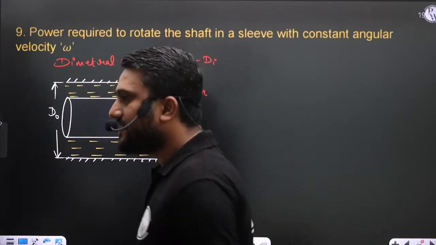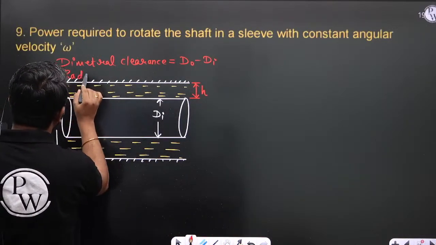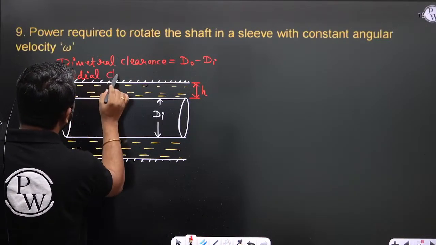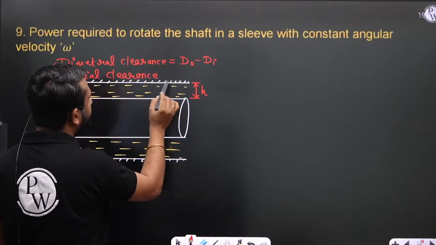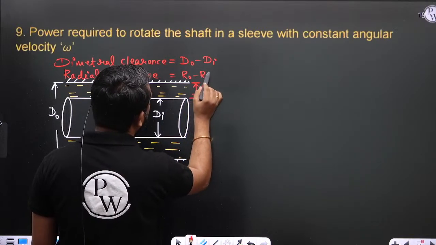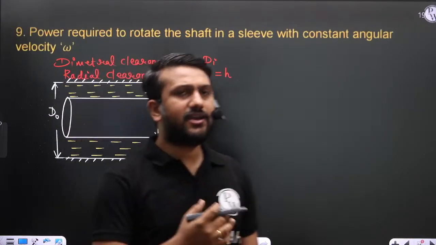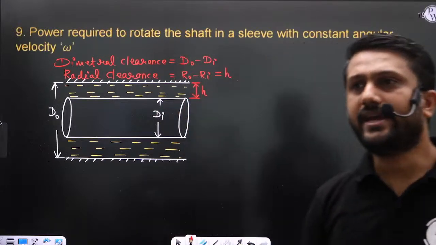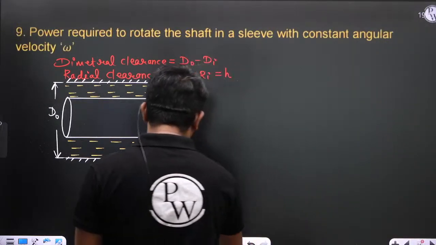And what is the radial clearance? The radial clearance is R naught minus Ri. So here H is nothing but R naught minus Ri, or you can say D naught minus Di by 2. Fine.